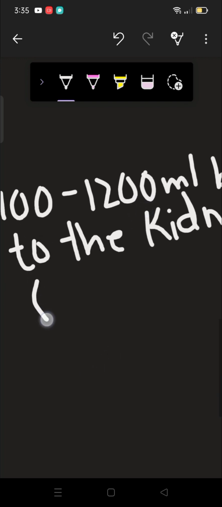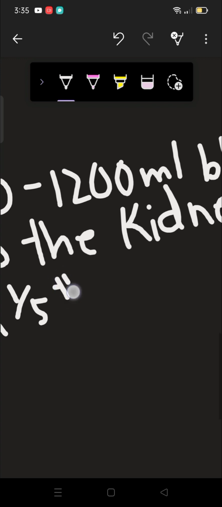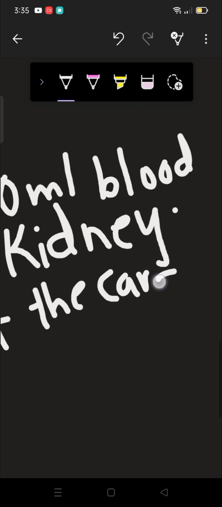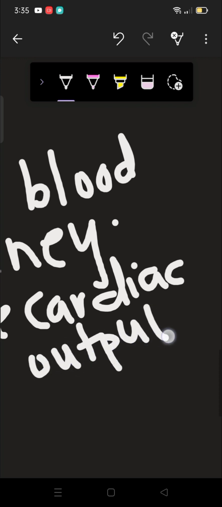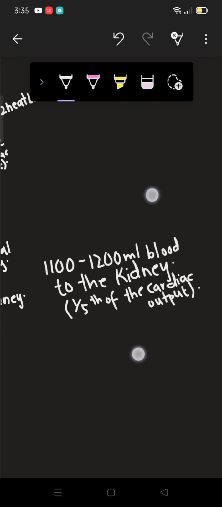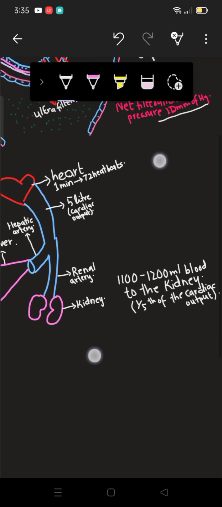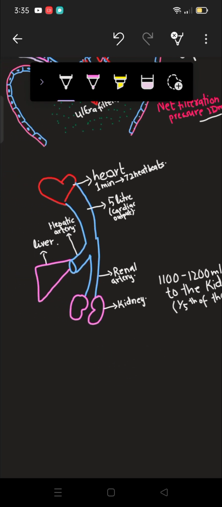So around 1/5 of the cardiac output is received by the kidneys. So I should write this as well. Around 1/5 of the cardiac output is received by the kidney. Alright, so this was the blood which was received by the kidney.